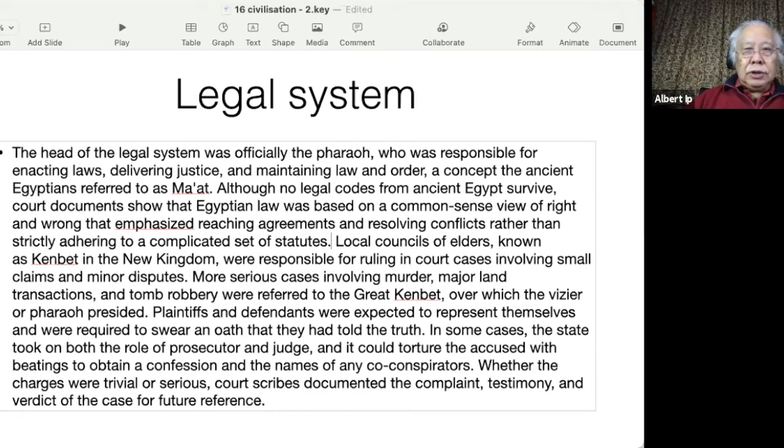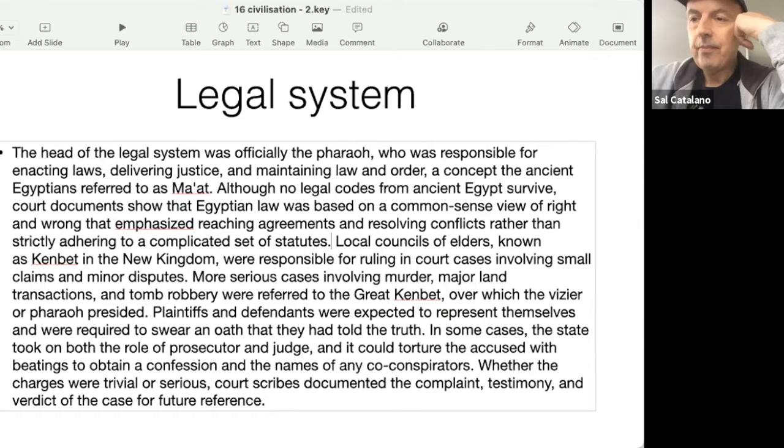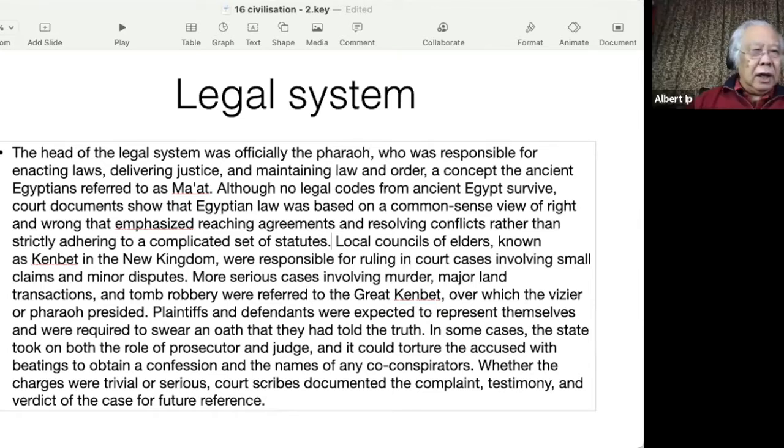Local councils or elders were responsible for ruling in court cases involving small claims and minor disputes. More serious cases involving murder, major land transactions, and tomb robbery were referred to the higher court, I can't pronounce the word, the Kenbet, is it Kenbet? Yep. Over which the vizier and the pharaoh presided.